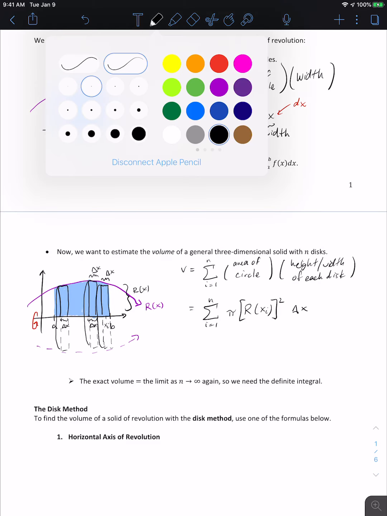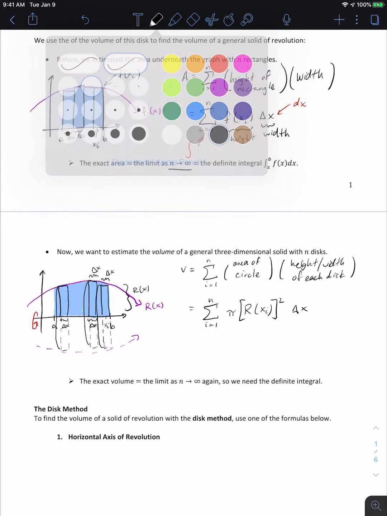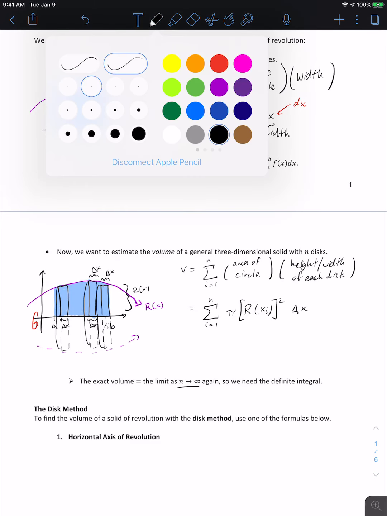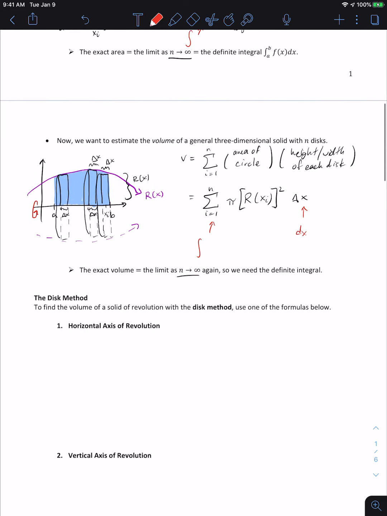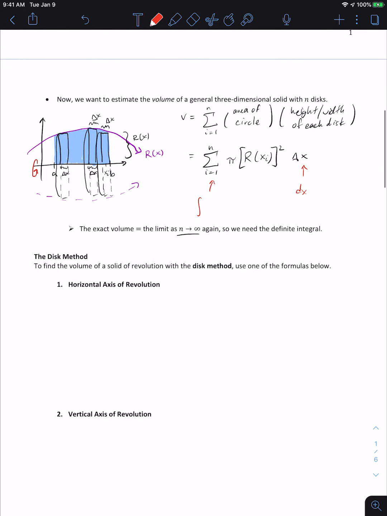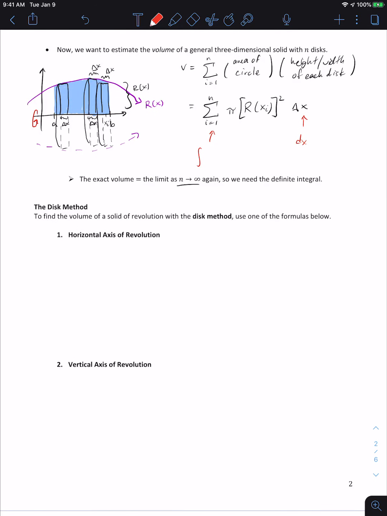And that's the idea here for our formula. Remember, when we take the limit as n goes to infinity, this summation sign turns into an integral, and this delta x turns into a dx, and we have our formula. So to find the volume of a solid of revolution using the disk method, we use one of the formulas below.